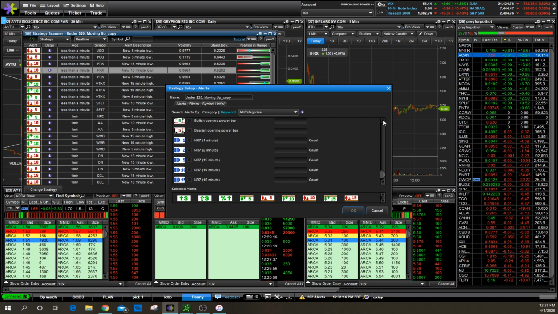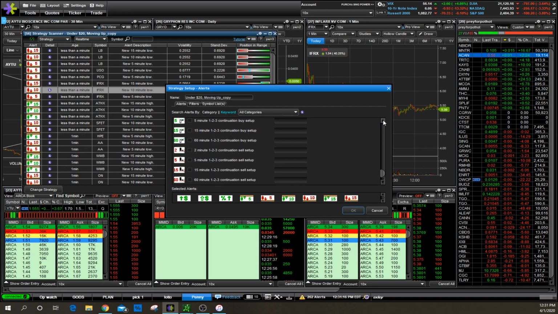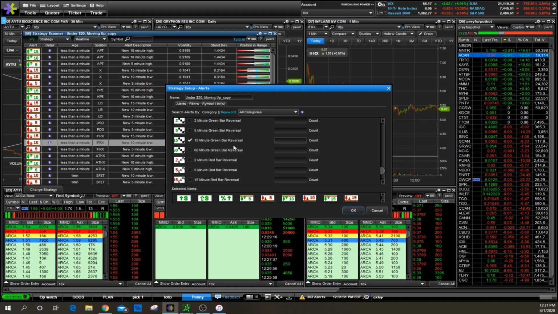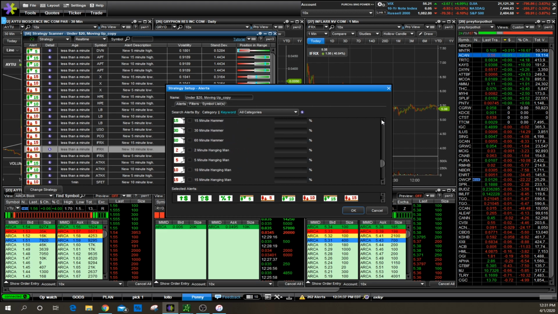Start from the bottom. Don't know what that is. Continuation, sell signal. Let's see the 2 minute and 5 minute continuation. And I'll do the 15. I'll do the 15 minute green bar reversal. Oh, I do like a 10 minute hammer, 15 minute hammer. Yeah, let's do all the hammers.